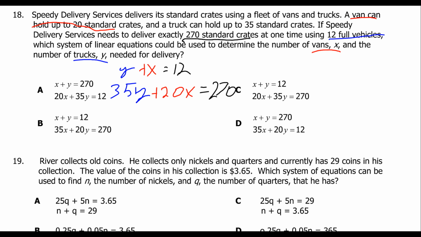So we got X plus Y equals 12. That goes away because of that. This goes away because of that. So that doesn't work for us. X plus Y equals 12. Good and good. 35 needs to go with Y. Oops, they messed up there. Doesn't work. 35 with Y, good. 20 with X, that's good. This is a good answer.